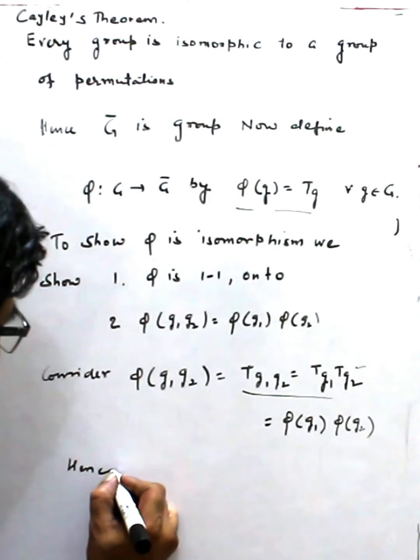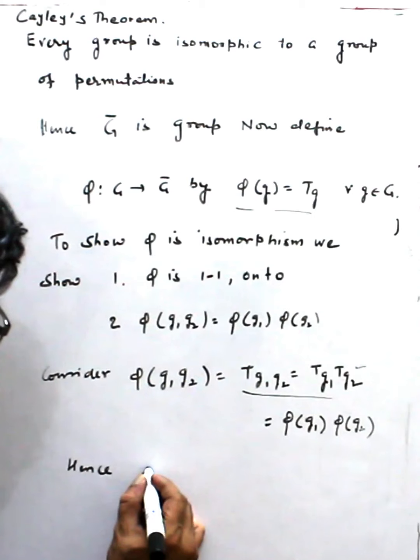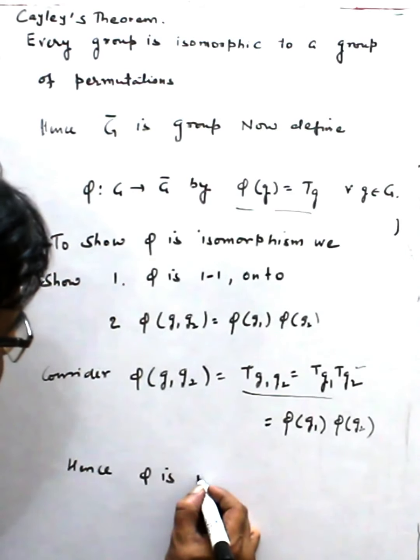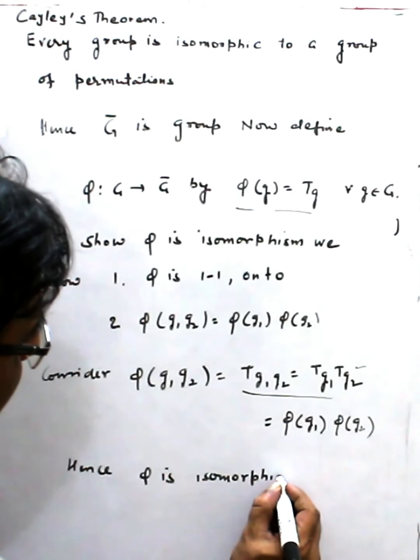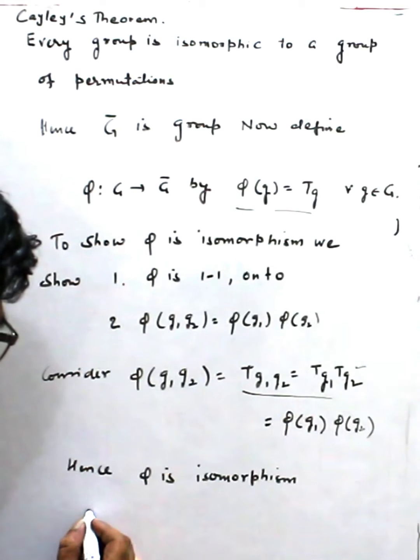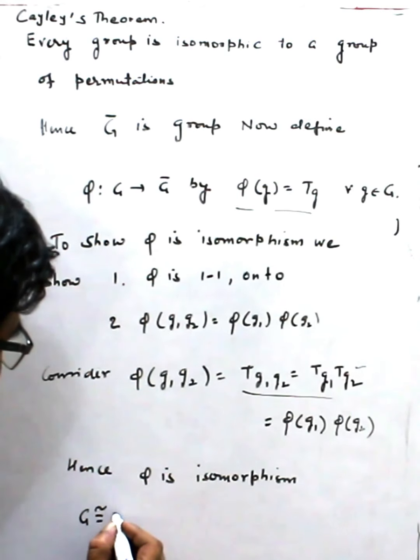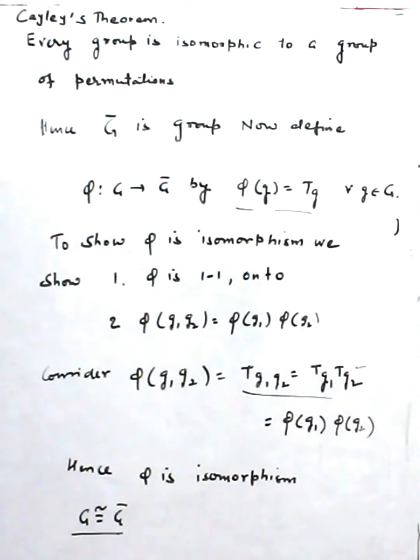So hence phi is an isomorphism, or you can say G is isomorphic to G bar. So this is the theorem.